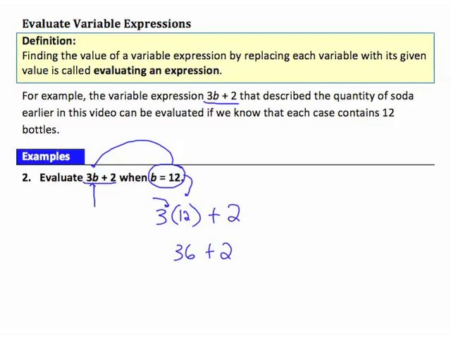Bring down the rest of the problem. Now I do the addition. 36 plus 2 would give us 38. And so in this case, we would know that there were 38 bottles of soda in that variable expression.